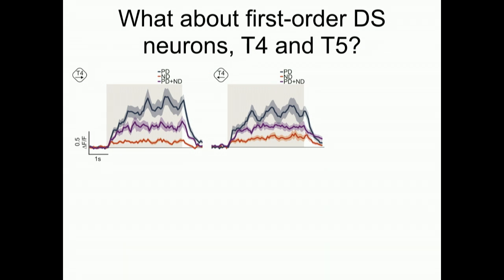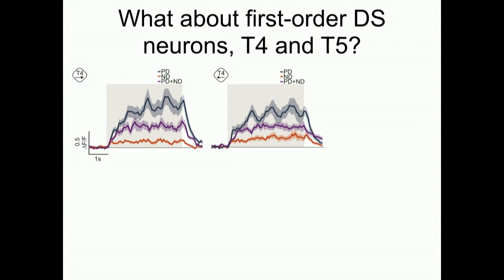Here I'm showing you two T4 cell types, the rightward selective ones and leftward selective ones. In both cases, we see a strong activation by preferred direction stimulus, a minor one by null direction, and then an intermediate one when we add in the null direction one. So what this says is that these neurons really look opponent in the same way that HS looked opponent.